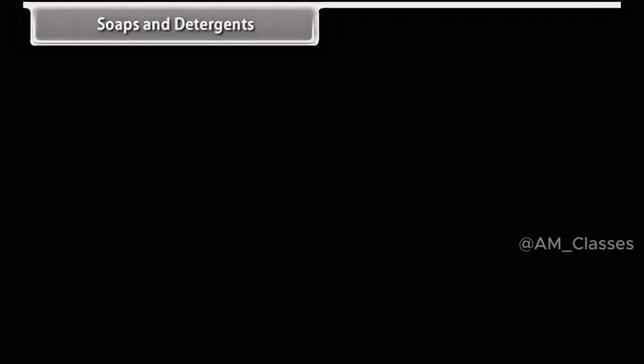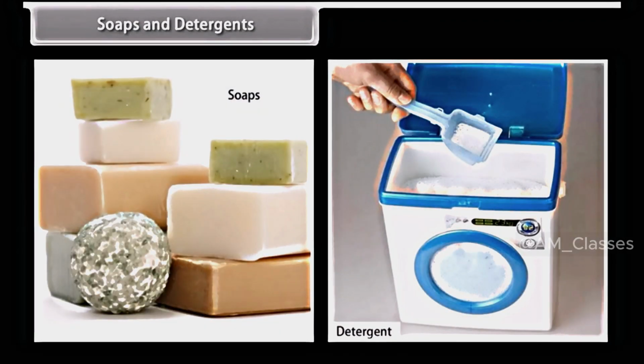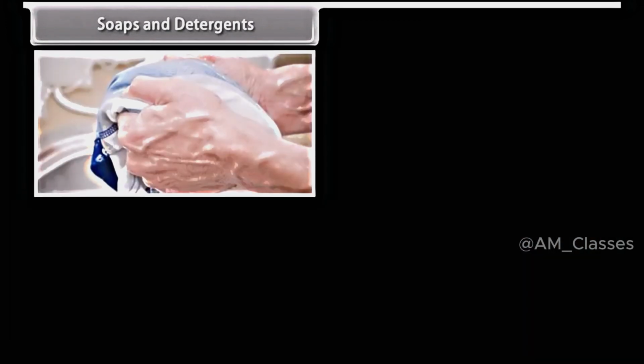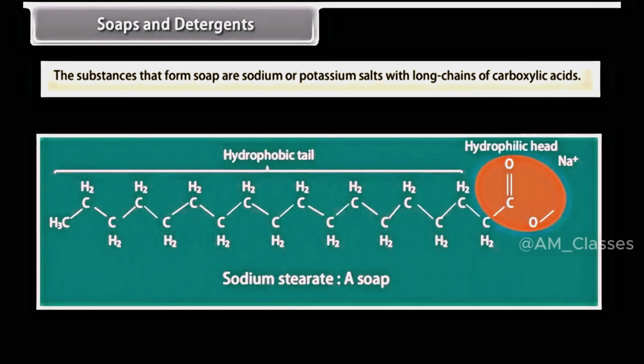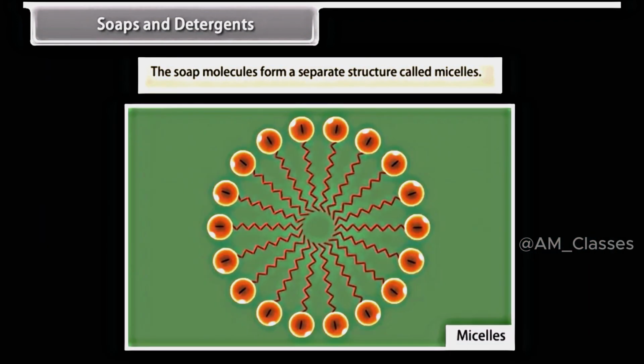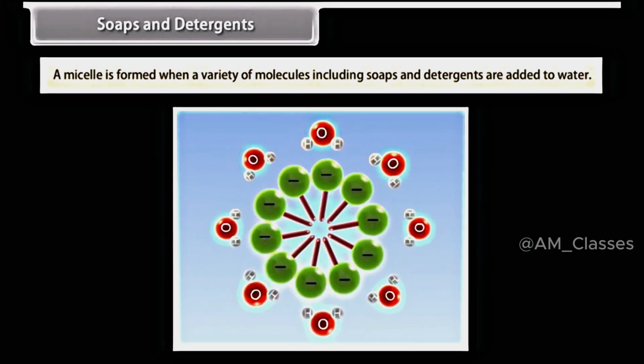Soaps and detergents. Soaps and detergents are used in our daily life to wash clothes, clean hands, clean utensils, etc. The substances that form soap are sodium or potassium salts with long chains of carboxylic acids. The soap molecules form a separate structure called micelles. A micelle is formed when a variety of molecules, including soaps and detergents, are added to water.